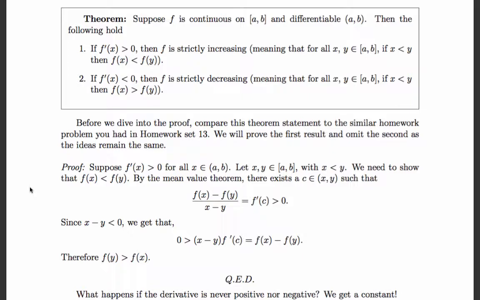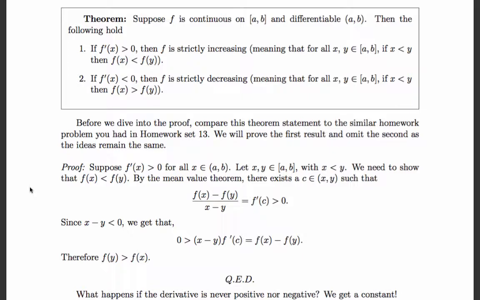Suppose the derivative is strictly positive for all x in the interior, and let's consider two values in the domain, x and y. Let's set x less than y. Our goal is to show that f of x is less than f of y, that is the strictly increasing property. Well, the secant slope through x and y is equal to the derivative at some point in the interior, and the derivative is, by assumption, positive.